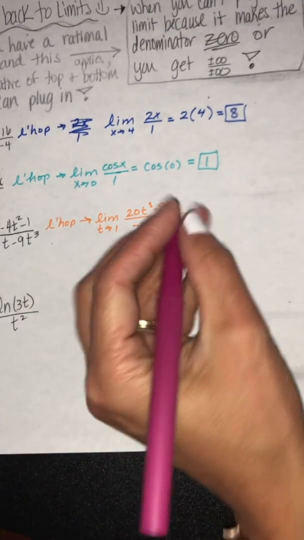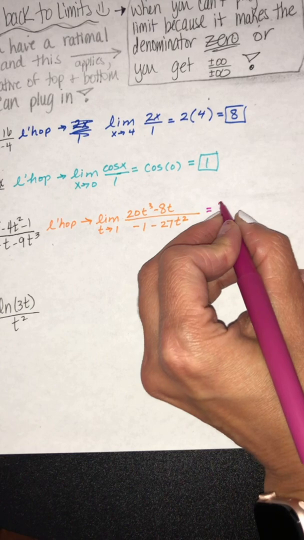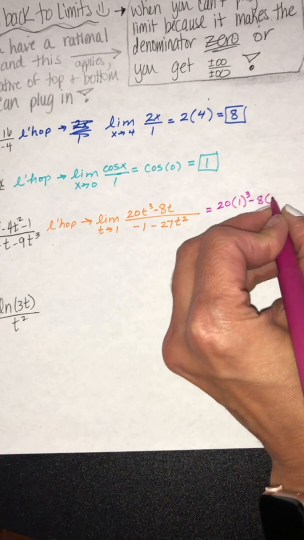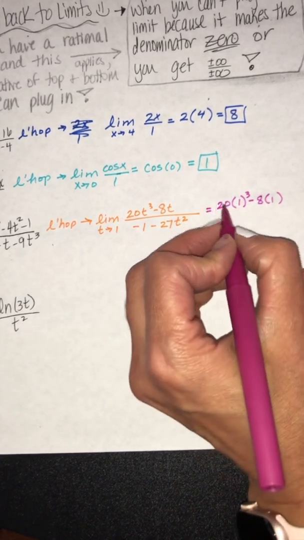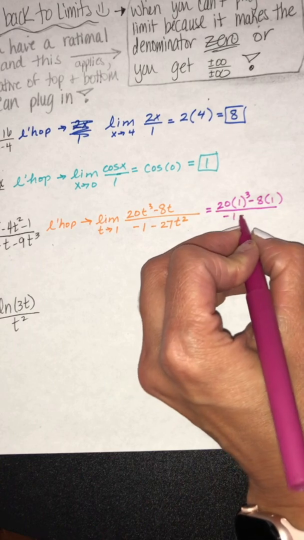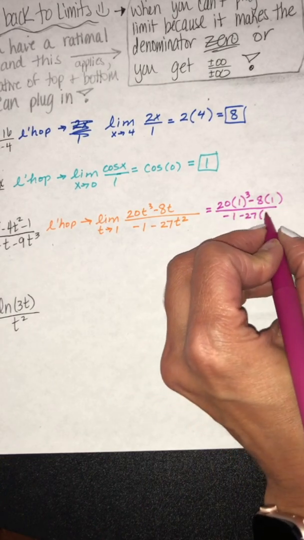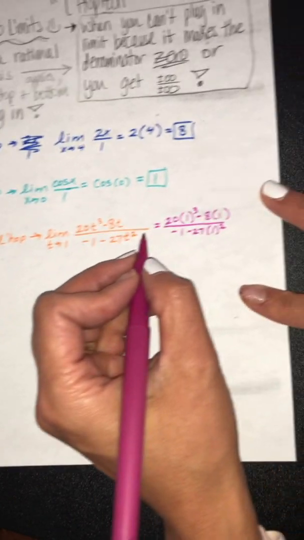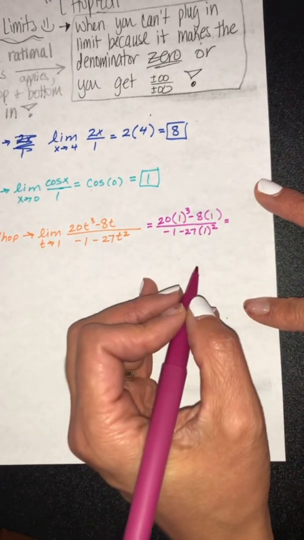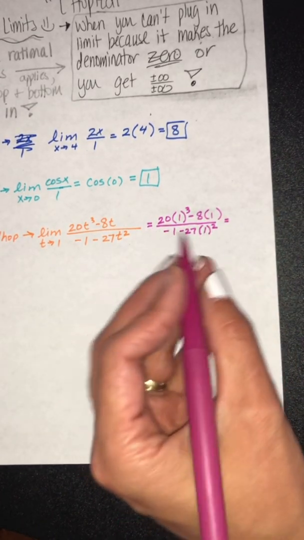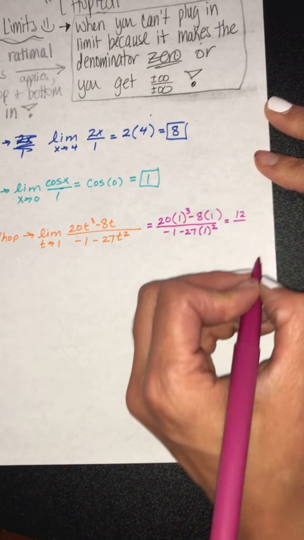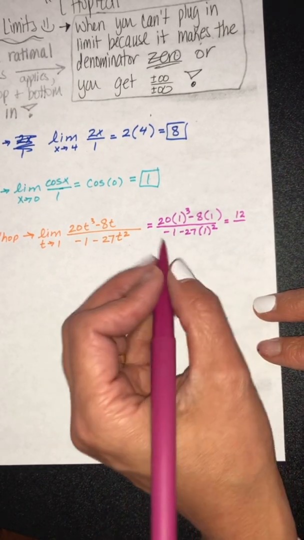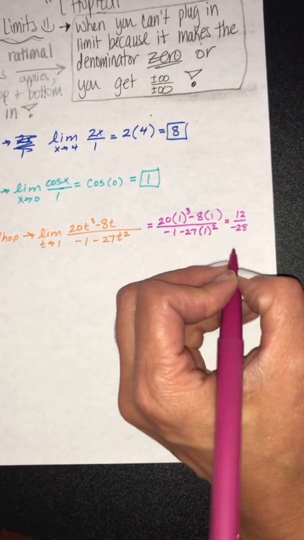So let's plug it in. So we'll have 20 times 1 to the 3rd minus 8 times 1 all over negative 1 minus 27 times 1 squared. Okay? Well, 20 times 1 to the third is just 20. Minus 8. 20 minus 8 is 12. 27 times 1 is still the negative 27. So negative 1 minus 27 is negative 28.